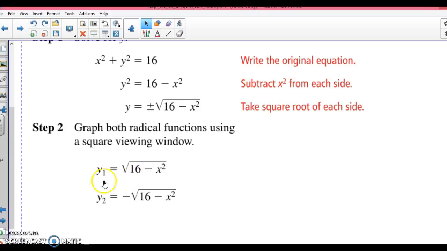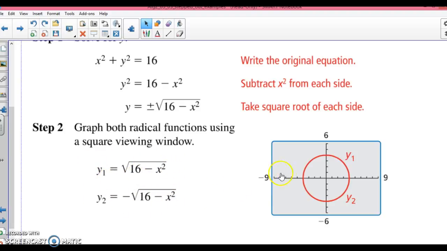Okay, so here's my two equations. I have the positive and I have the negative. Okay, and this is what I end up with, is my circle. So what I can see is the radius goes from the center, which in this case is my origin, out to 4. And my intercepts are at plus and minus 4 on both the x-axis and the y-axis.